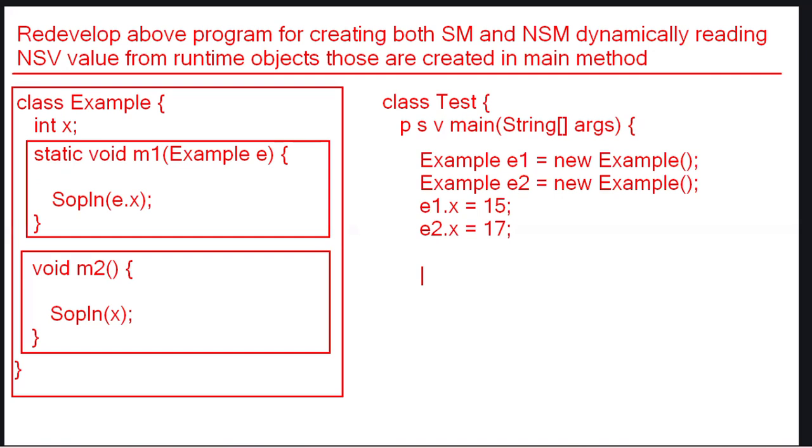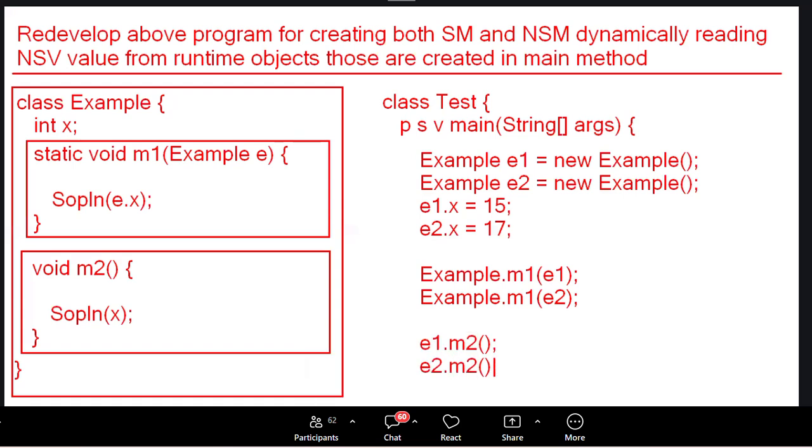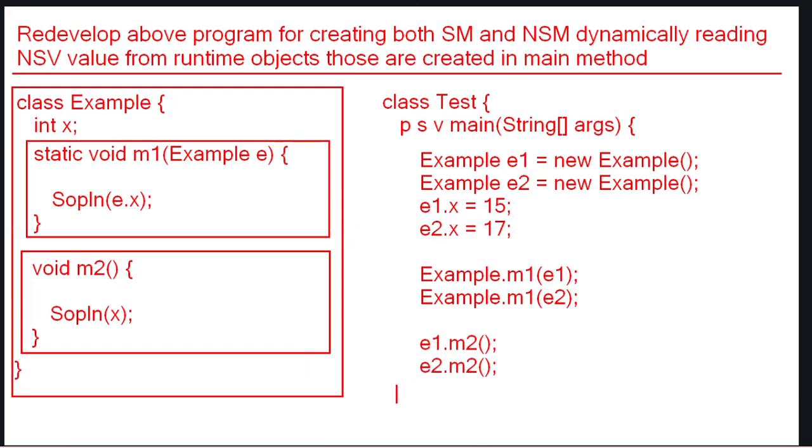Then tell me, what is the right way of calling a static method, with an object or with the class name? Class name. Is it a parameterized method or non-parameterized? Parameterized. So I should pass the e2 object: Example.m1 of e2. Next, m2 is static or non-static? Non-static. A non-static method should be called using an object: e1.m2 and e2.m2. So this is the program.